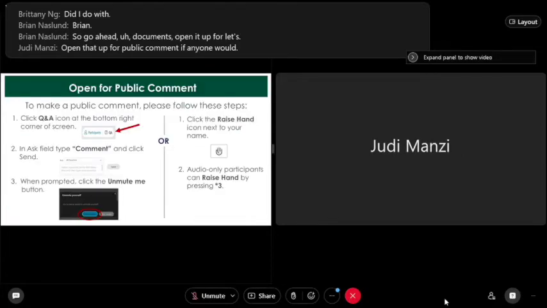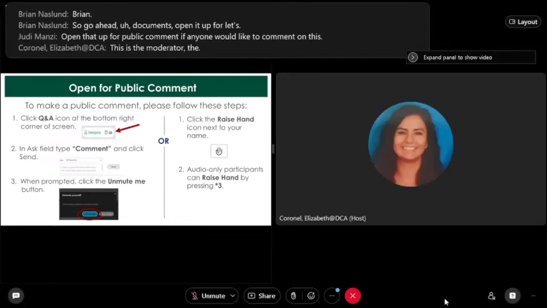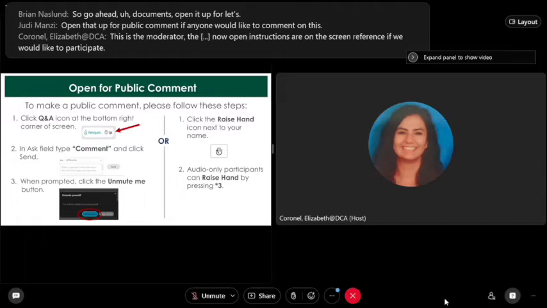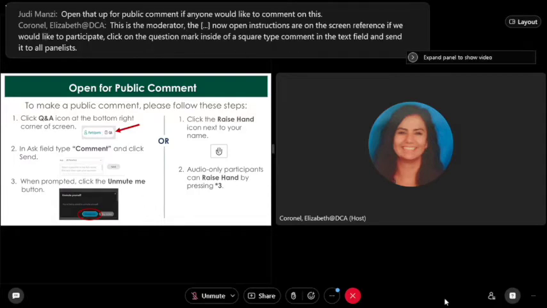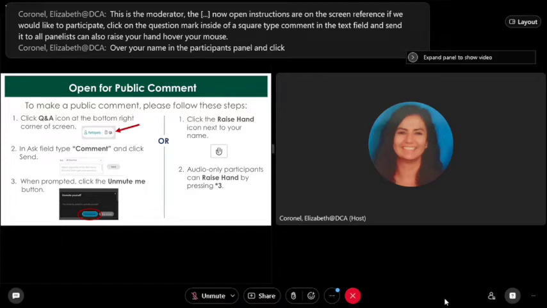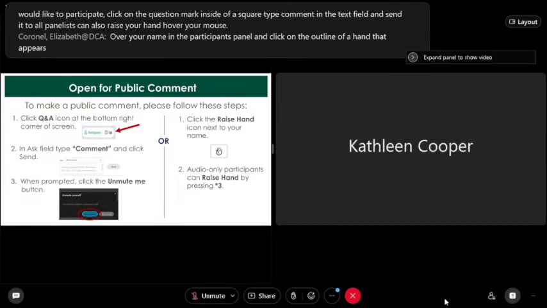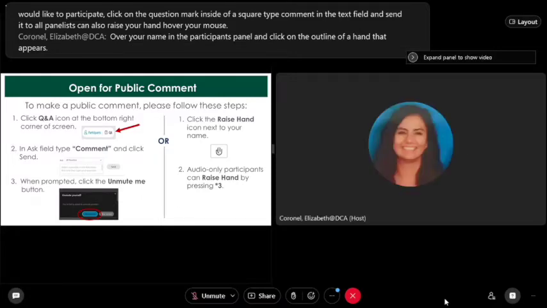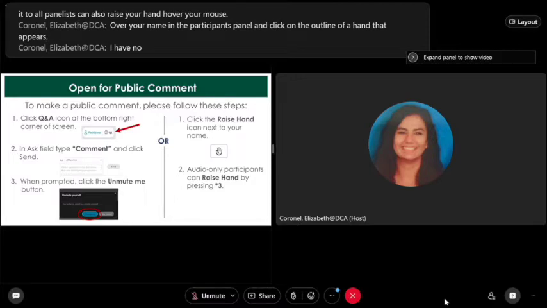This is the moderator. The Q&A is now open. Instructions are on the screen for your reference. If you would like to participate, click on the question mark inside of the square, type your comment in the text field, and send it to all panelists. You can also raise your hand: hover your mouse or cursor over your name in the participants panel, and click on the outline of a hand that appears. I have no requests submitted. Would you like me to close the Q&A feature? Yes, please.